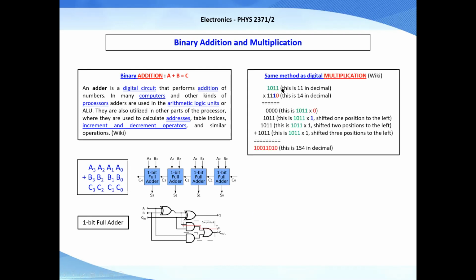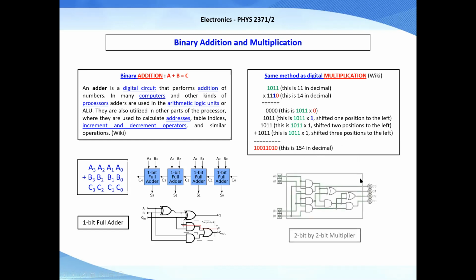And multiplication is much like decimal multiplication. It's like 11 and 14 in decimal, as these binary numbers, and how you multiply 0 times this one, a 1 times this and move it over 1, 1 times this and move it over 1, and then just add the things and you get the right multiplication. And here's a 2-bit by 2-bit multiplier.